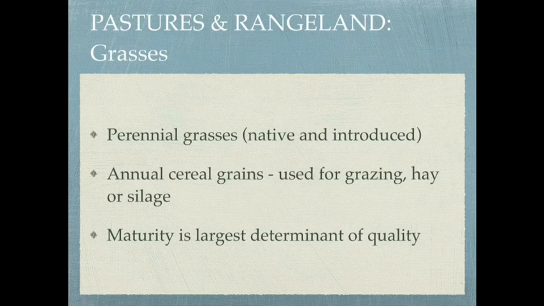When we talk about grasses, there are 2 types. My voice is going out on me, so you guys are going to have to bear with me on this video. We have the perennial grasses that are both native and introduced. Perennial meaning they live out their life cycle over time, over several years, as opposed to an annual, such as the annual cereal grains, which we can use for grazing, we can use for hay or silage. The annual crops live out their life cycle in 1 year. Perennial crops will persist over time.